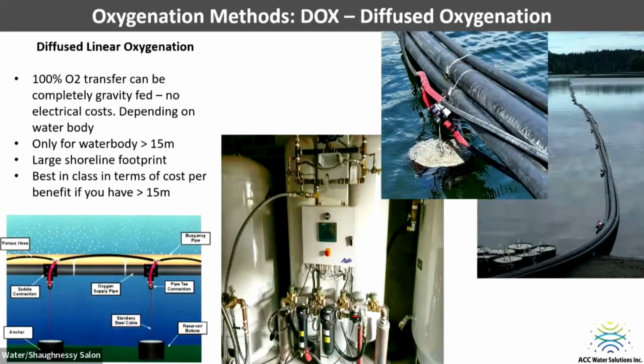First one, diffuse oxygenation system. It's a really great system. The only problem is you need more than 15-meter depth to use it. Because if we put this system in less than 15-meter depth, we are just wasting oxygen because it will release back to the atmosphere. Ray will cover this one more.